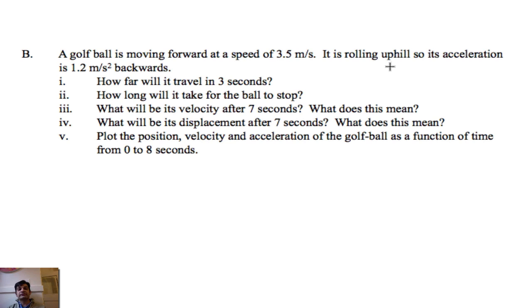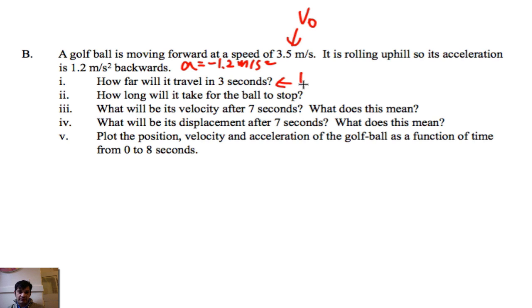So we have a golf ball moving forward at a speed of 3.5 meters per second, and it's rolling uphill, so its acceleration is 1.2 meters per second backwards. Every one of you made this assumption that if I start off with a non-zero velocity, that must be the final velocity. Wrong. The problem starts with the golf ball moving like this, so this is V0. Get really clear on that. Second, since it's moving forward and the acceleration is backwards, the acceleration is negative 1.2 meters per second squared.